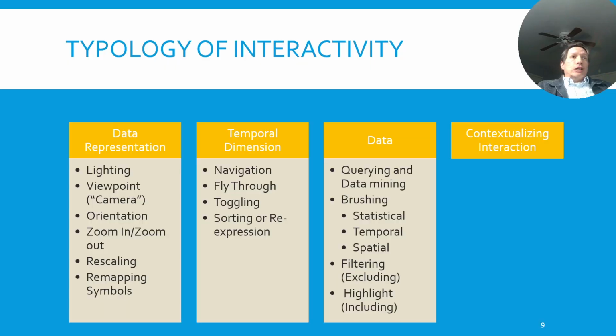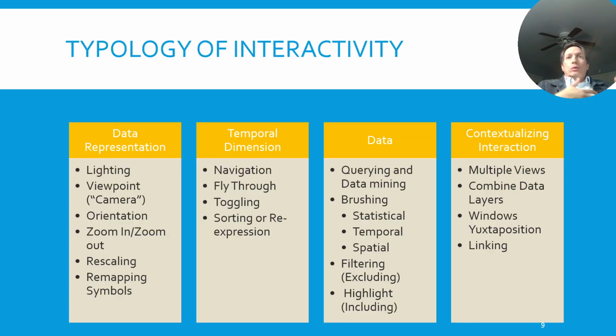And we can have contextual interaction as well, and that's to have multiple views of the problem or the data. We can combine data layers. We can have window juxtaposition, or we can have linking of different data sources.